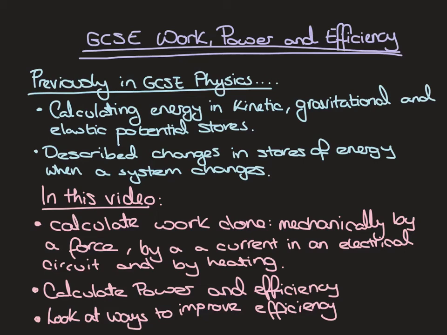So this is our second video in the energy stores, work, power and efficiency tutorials. In our previous video we had a look at how we calculate the energy in kinetic stores, gravitational stores and elastic potential stores, and we looked at describing the changes in stores of energy when there are changes in a system. In this video we're going to look at how we calculate the work done in three different ways: mechanically by force, by a current in an electrical circuit, and by heating.